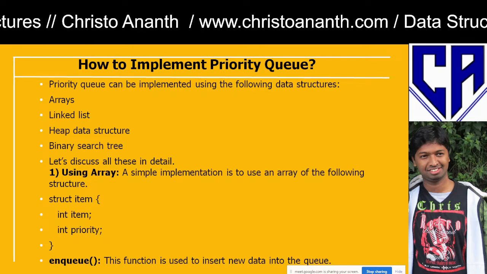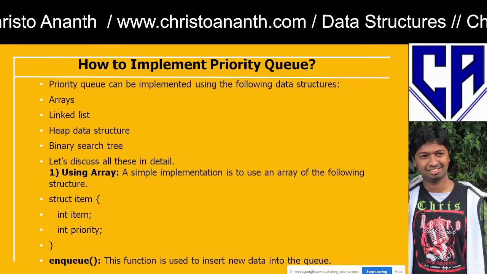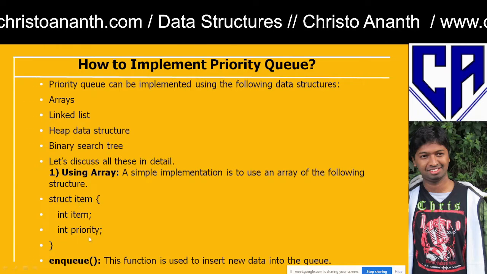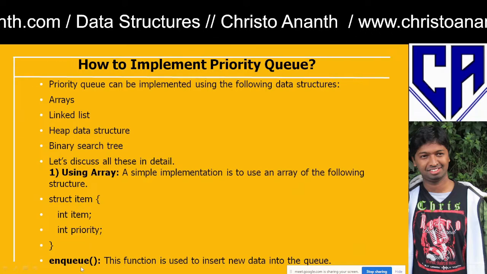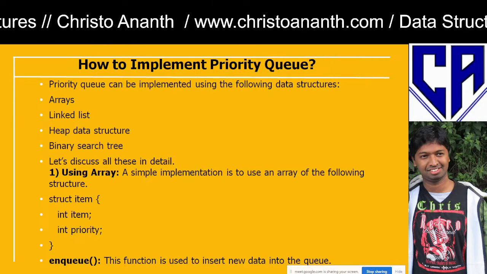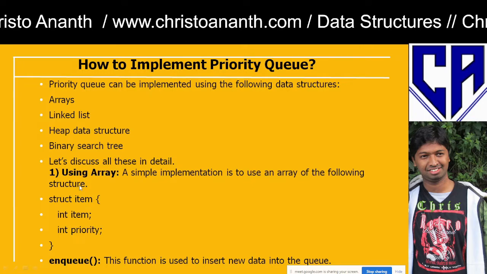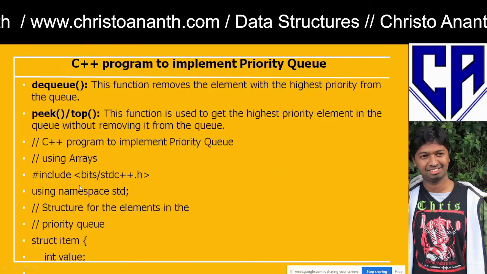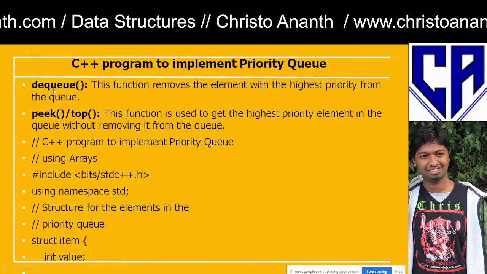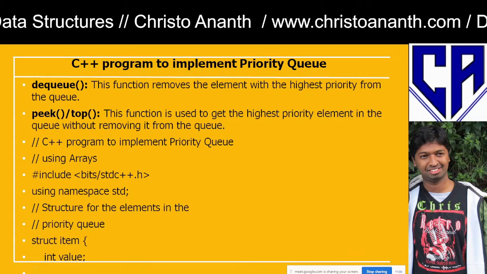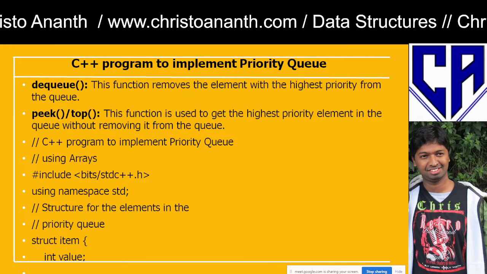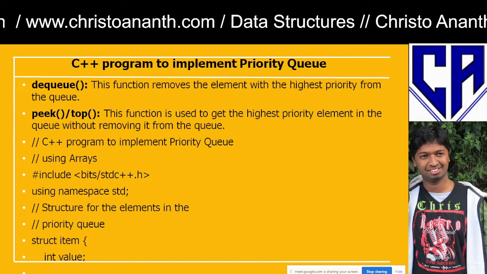A priority queue can be implemented using an array with struct item, int item, and int priority. Here you will have an enqueue operation, where you insert new data into the queue. Then you have the dequeue operation, which removes the element with the highest priority. And then we have the peek or top operation, which gets the highest priority element in the queue without removing it from the queue.